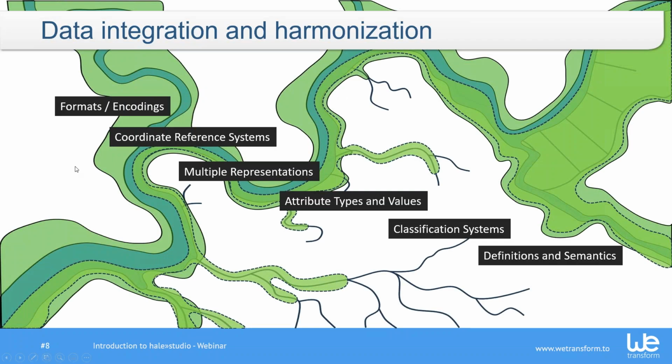So, data integration and harmonization. There are a lot of different considerations to think about when you start working on a mapping. First of all, your data may have many different formats and encodings. Your data will most likely have a coordinate reference system. There could be multiple representations of your features. There are different attribute types and values in your source and target data, different classification systems, definitions and semantics. So a lot of things go into a harmonization project.